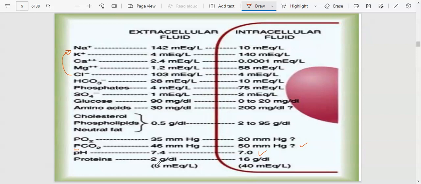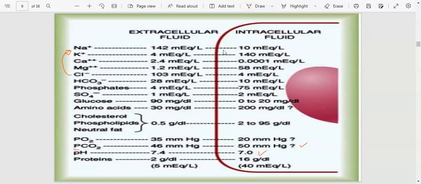Outside the cells, the proteins you only have about 2 grams per deciliter, meaning that proteins outside the cells are much lower than inside the cells. So if you convert that to milliequivalents per liter, you're going to find that outside the cell we only have 5 milliequivalents per liter, and inside the cells, that is 40 milliequivalents per liter. So proteins are much higher inside the cells than outside the cells.